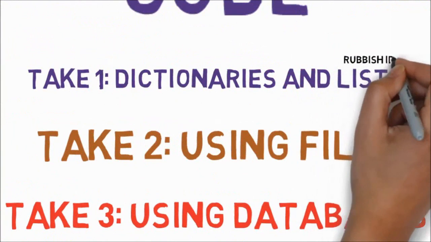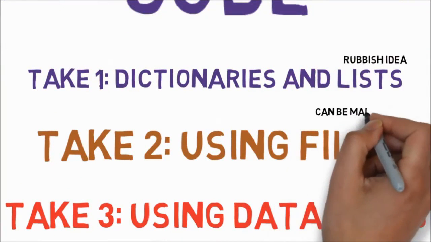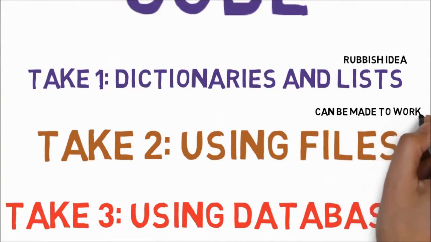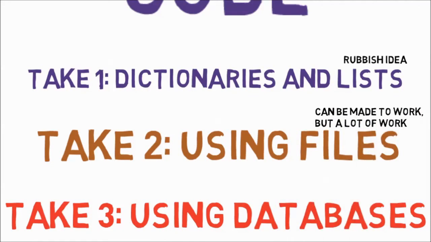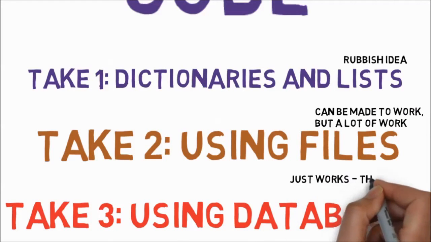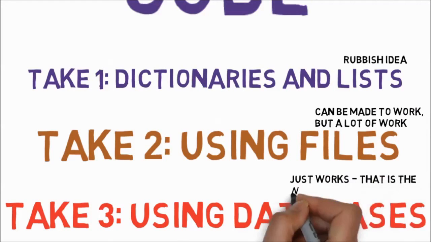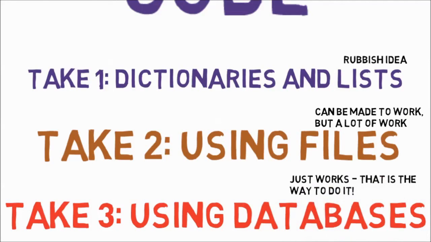Therefore, of all the three options that we discussed, dictionaries or lists, using files, or database, we saw that dictionaries and lists are just not a workable idea. Using files can be made to work, but it's just a lot of work. And using databases just works because they have been specifically designed to solve such problems.